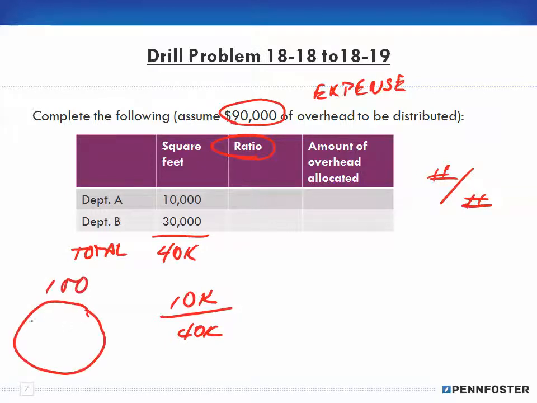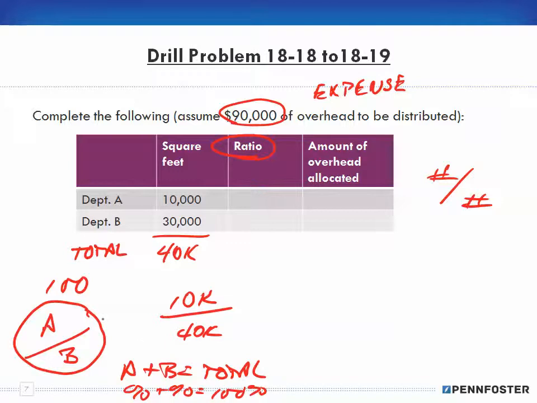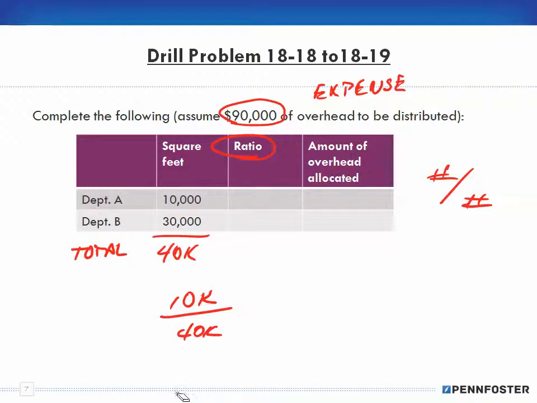This is 100%. If this portion is A and this portion is B, well, from a number perspective, A plus B has to equal the total, right? And from a percentage perspective, the percent plus the percent has to equal the 100%, right? So all we're doing is we're taking that 10,000 and dividing it by the 40,000, which is 100% of it, in order to get our ratio. And that gives us 0.25.